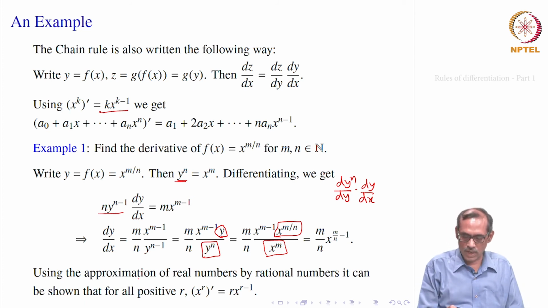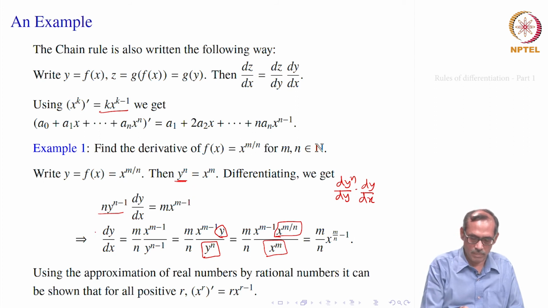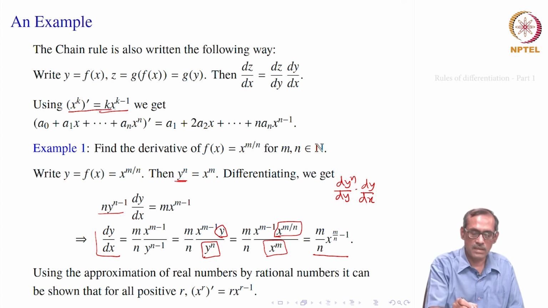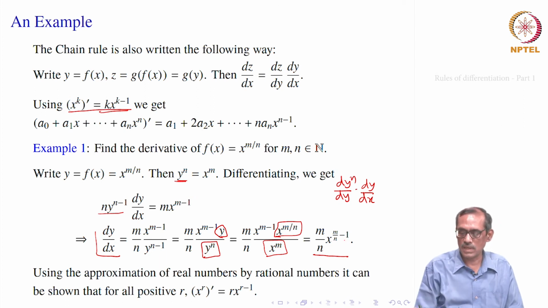So, now you look at the final result. It says dy by dx equal to m by n x to the power m by n minus 1. As if this m by n is something like a k. So, this gives k times x to the power k minus 1. So, that means it is the same formula we are using even for k as a rational number. It is easy to remember this way. Okay. So, now this is for rationals.